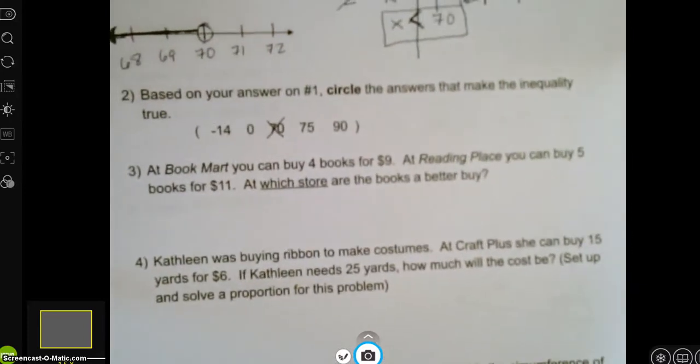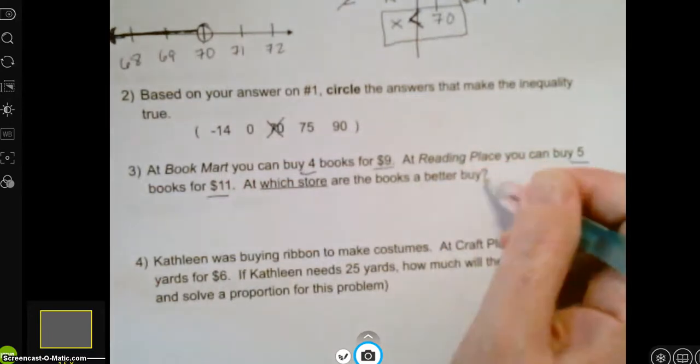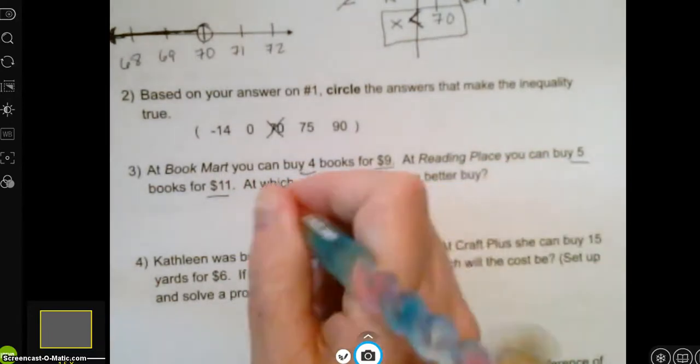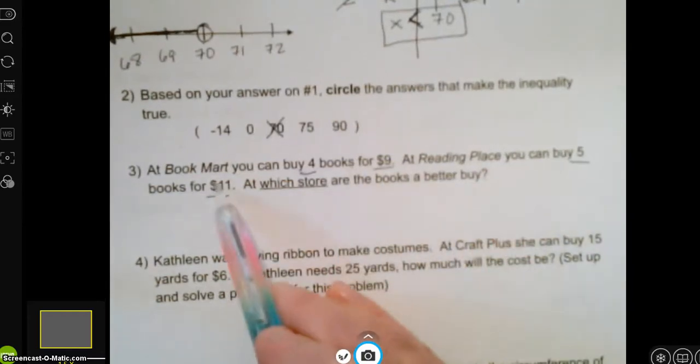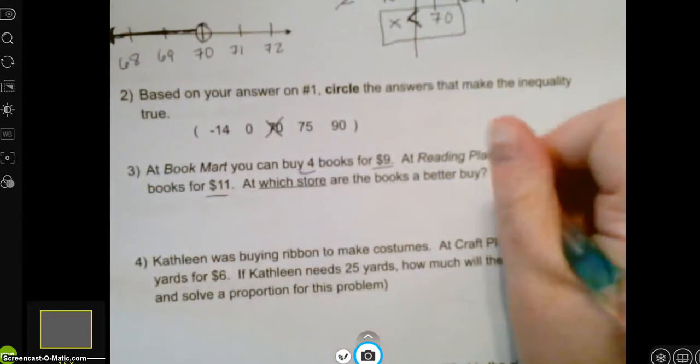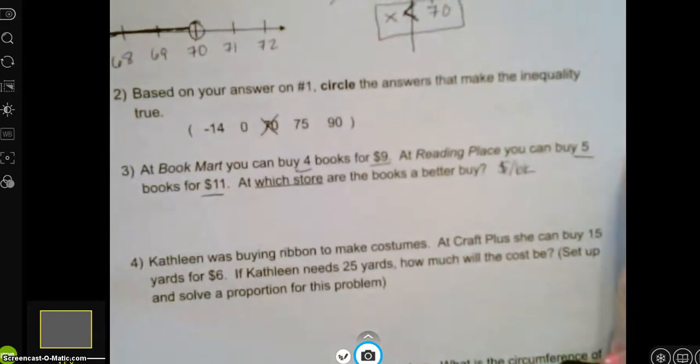Okay, we're going to read number 3, but we're not going to do it together. At Bookmart, you can buy 4 books for $9. At Reading Place, you can buy 5 books for $11. At which store are the books a better buy? So remember, you're looking for the store, so your answer at the end is either going to be Bookmart or Reading Place. So what I want you to do is divide this to find the cost of 1 book. Divide this to find the cost of 1 book. I want you to do cost per book, and that will tell you which one is the better buy, or the one that costs less.